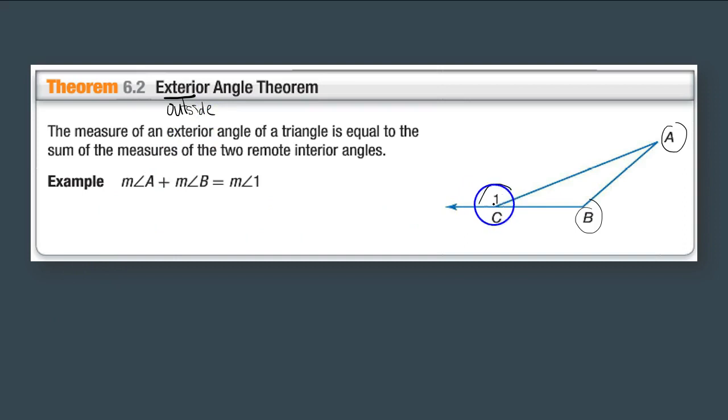So what we're saying in this theorem is that if we have the measure of angle A plus the measure of angle B, it is the same as the measure of angle 1.